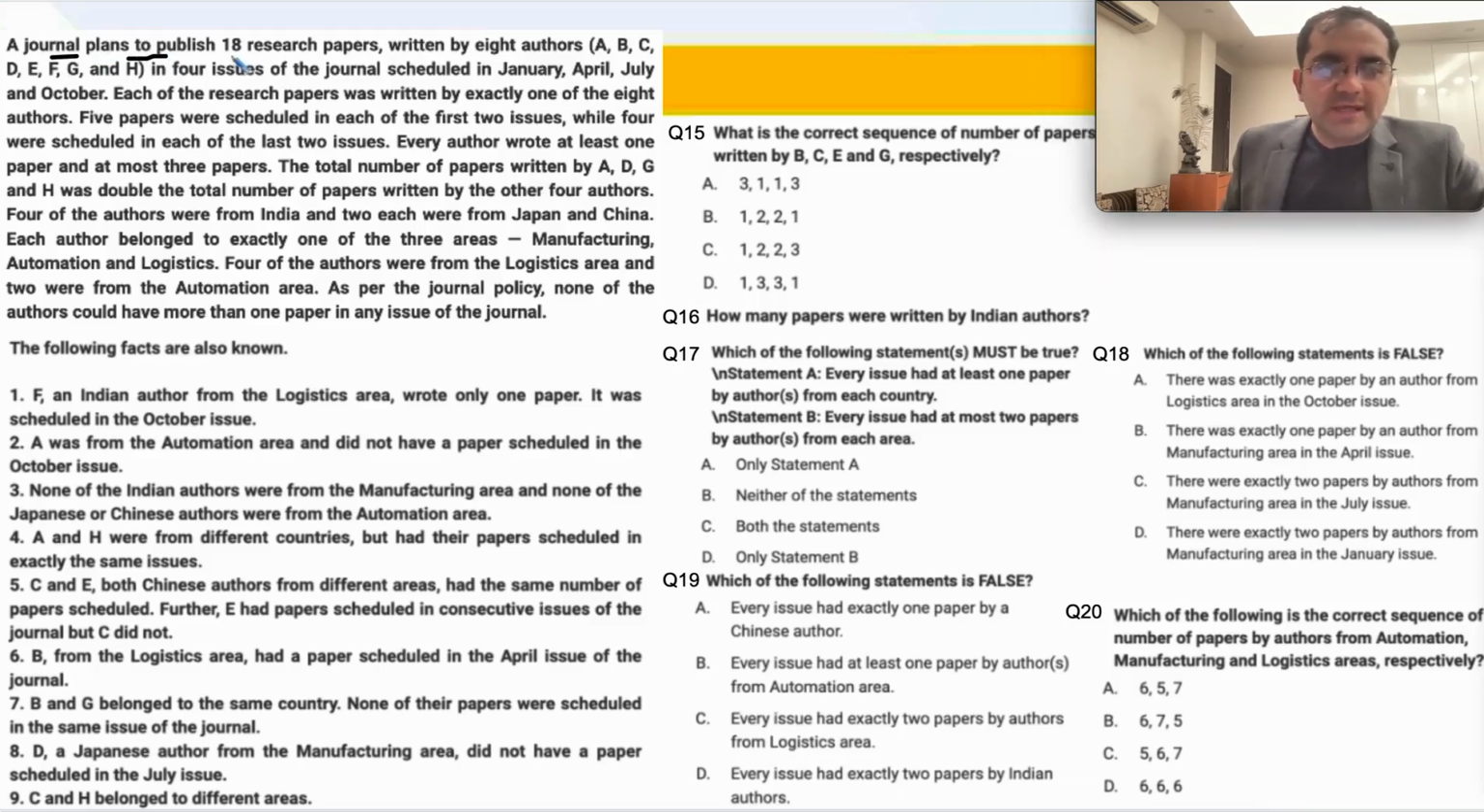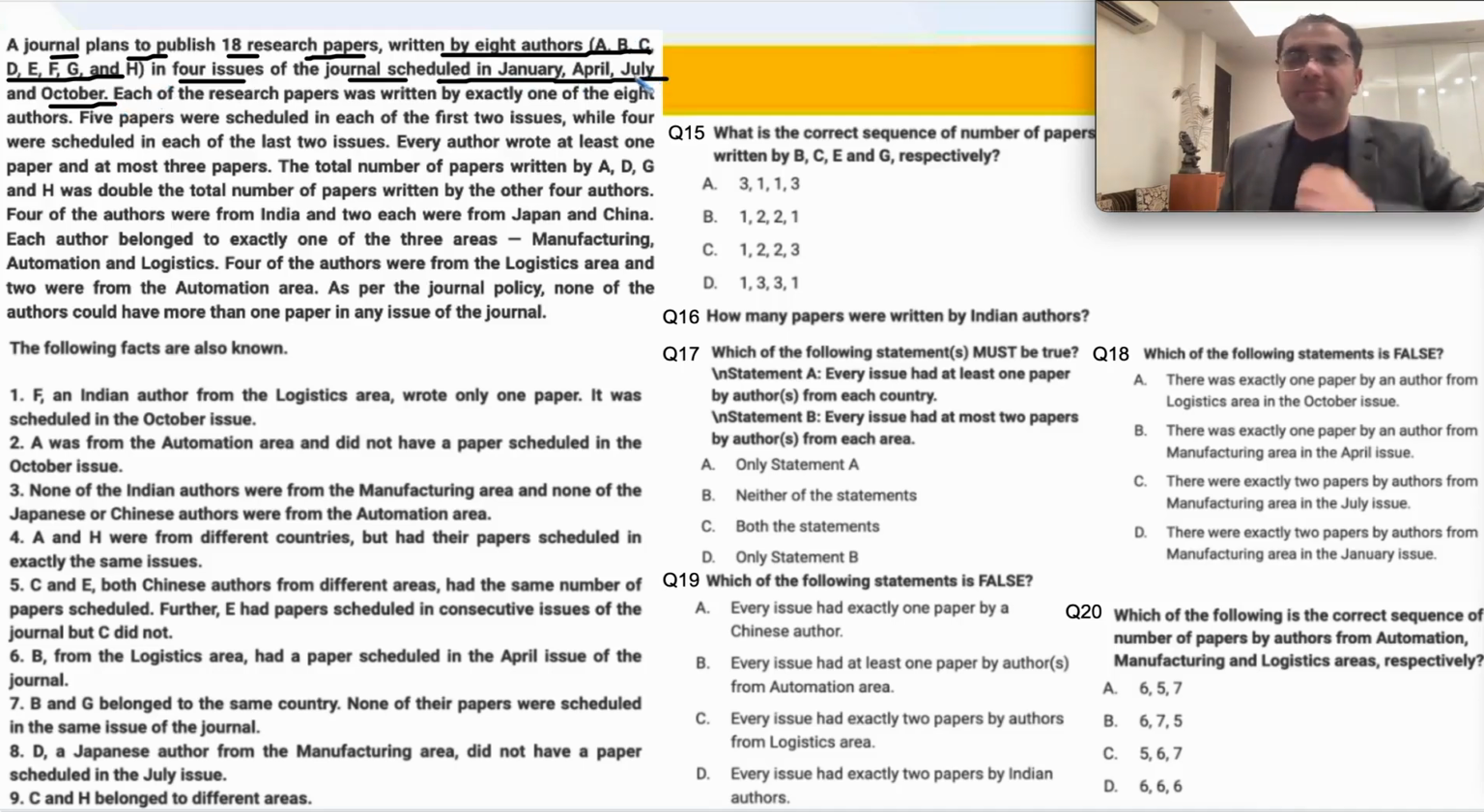So a journal plans to publish 18 papers by 8 authors, A to H, in 4 issues of the journal scheduled in January, April, July, October. 18 papers, 8 authors, 4 months. So you have people who are issuing articles in journals, research papers. Each of the papers was written by exactly one author.